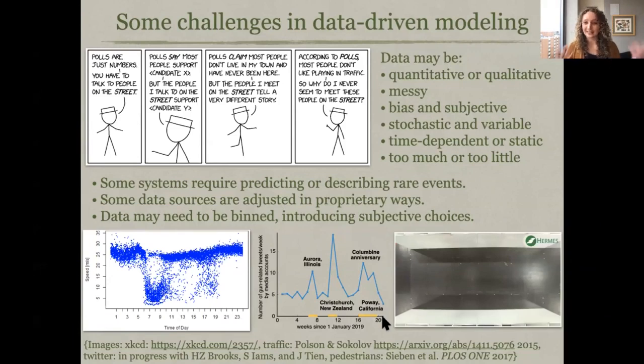So I think it's important to be aware of where the subjective choices are in the data that you're showing, and to be aware of what you can do to test the impact of those subjective choices.